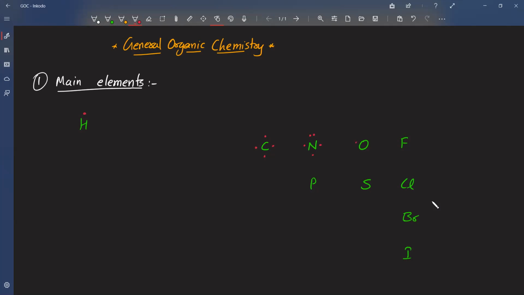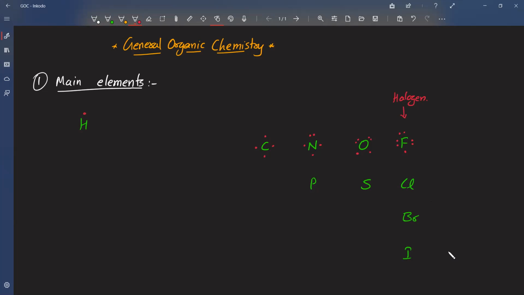Oxygen will have 2 lone pairs and 2 bond pairs. Fluorine will have 3 lone pairs and a bond pair. And this is the configuration of the outermost shell for all the halogens; they will have the same configuration. So these are the elements, and whenever we say elements, just knowing the name of elements is not sufficient.